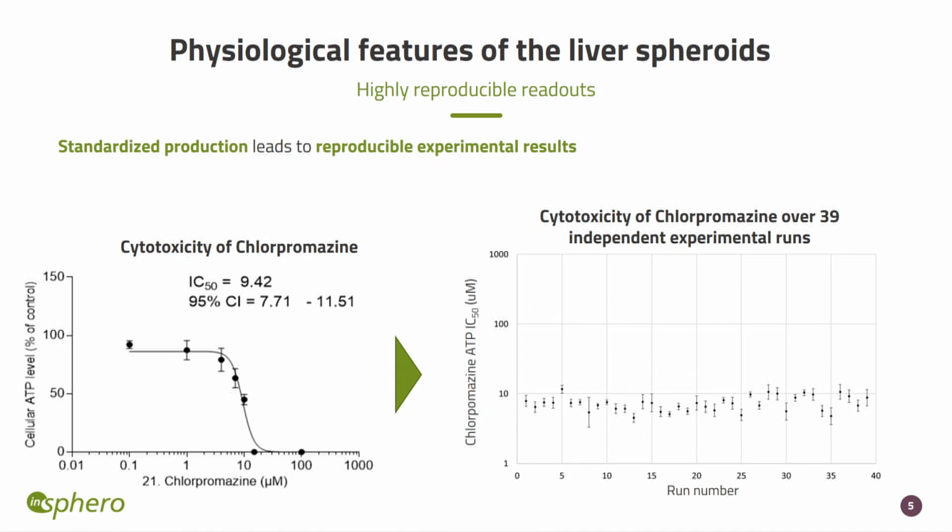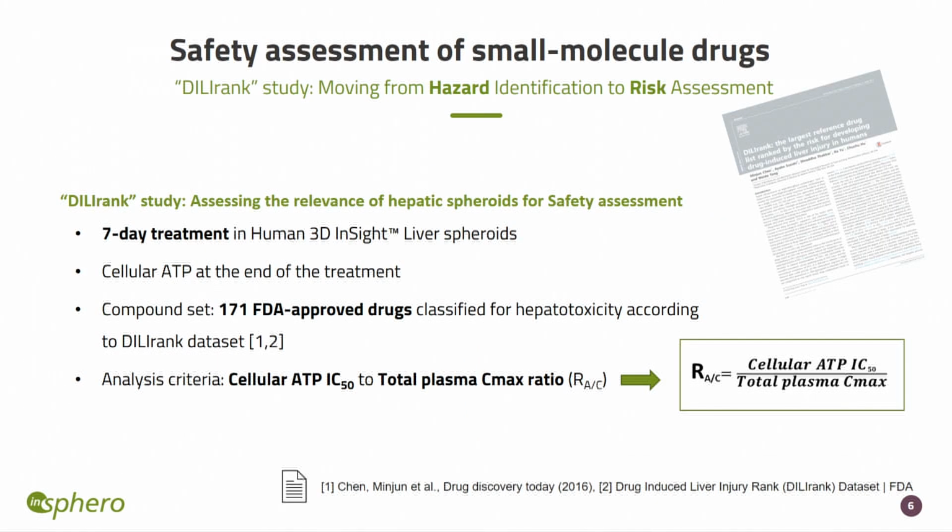We compile the data of our positive control and the cellular ATP IC50 value over a period of 2 years and 39 different production runs. And as you can see, we have a very reproducible and stable IC50 value for chlorpromazine, which always lies between 5 and 10 micromolar. So with this, we felt quite confident that we have a stable model, and we were interested in assessing its use for risk assessment.